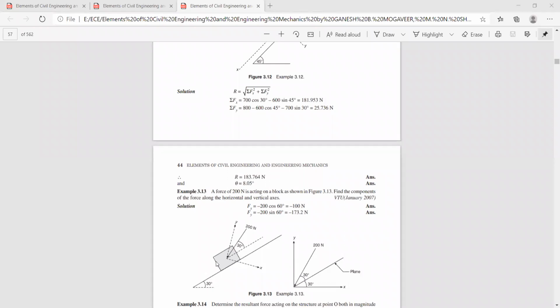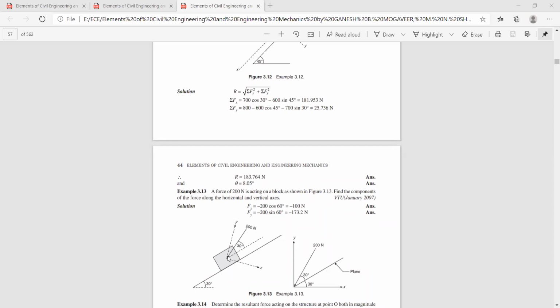Now one more problem of this kind. You can see here a force of 200 Newton is acting on a block as shown in the figure. Find the components of the force along the horizontal and vertical directions. Here you have only one force acting on the block, that is 200 Newton, which makes an angle of 30 degrees with respect to the x-axis, because the x-axis is parallel to the inclined plane.